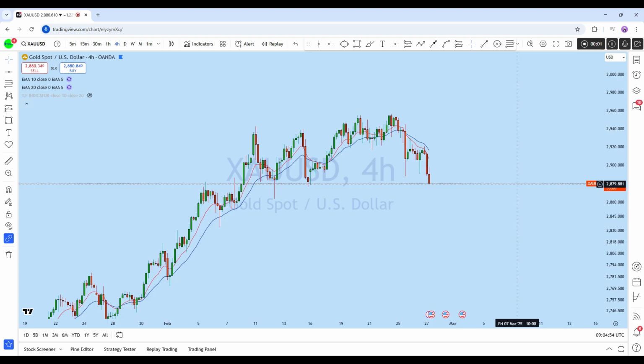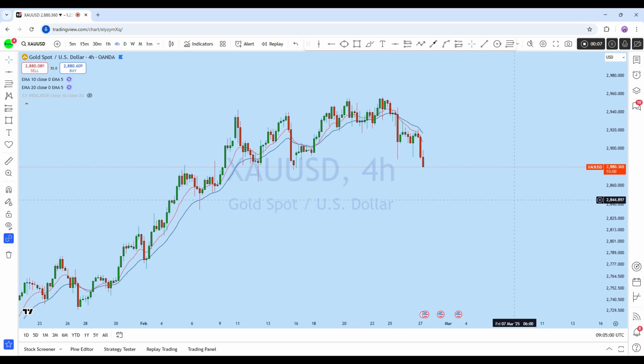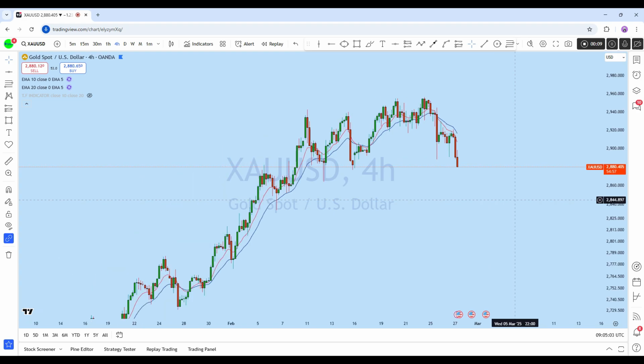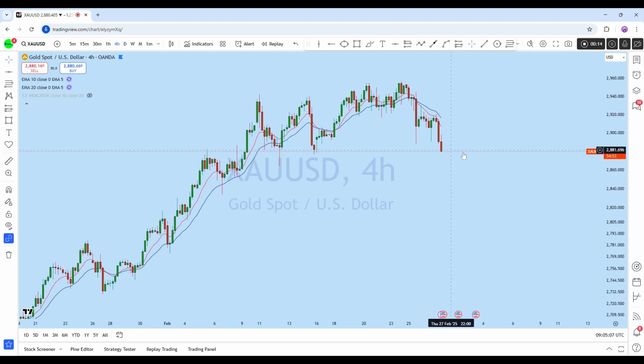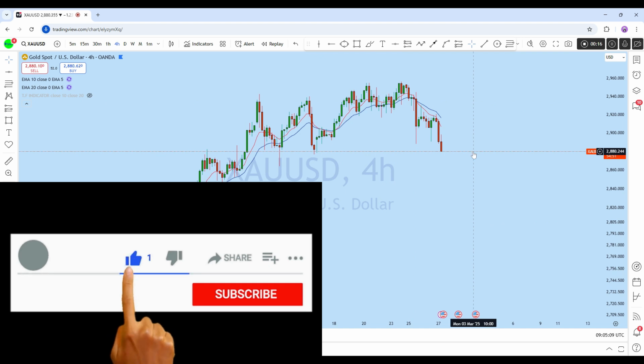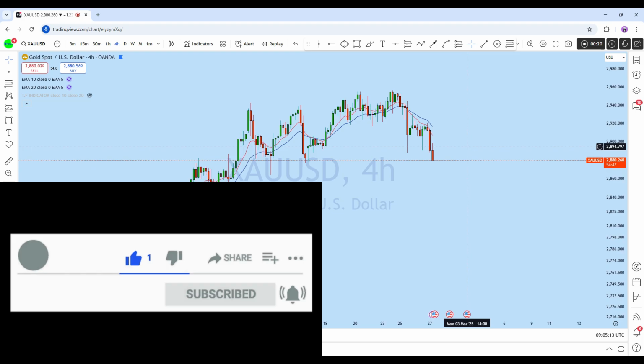Hello trader, this is a complete multi-time frame analysis on XAUUSD. Let's see what kind of trading opportunity we currently have in this instrument. As we can see, XAUUSD, after this long uptrend, the market has started to break below, and we may see the price potentially dropping down currently for a deeper pullback.